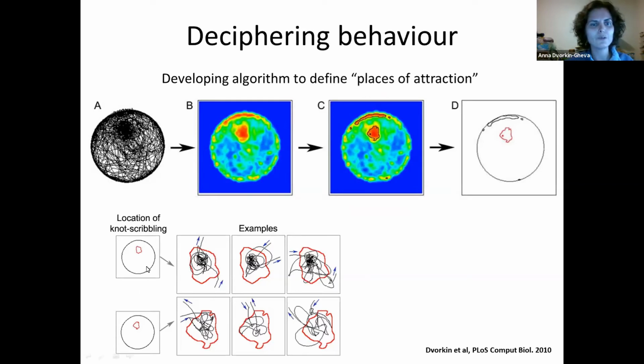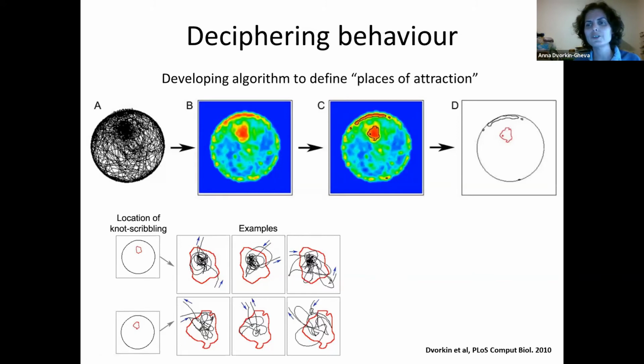So here we have 2 different examples. These are 2 different mice. Each one had their own spot. And then I could look at the paths going in and out. So for example, here we have a path going in, and then the animal exits here. Here the animal exits and enters from the same area of the spot.